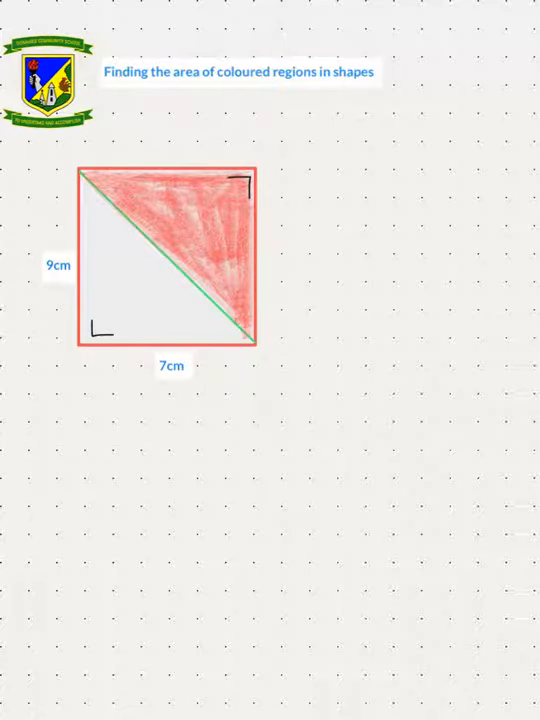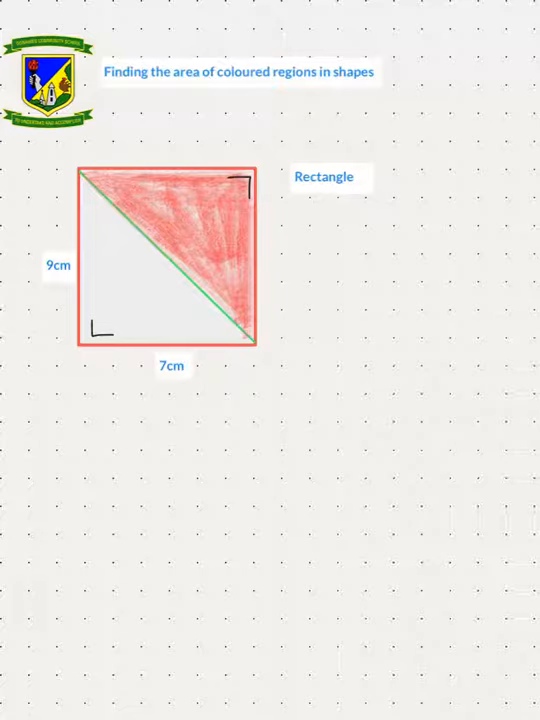So in order to do that, I first of all need to recognize that I'm looking at two shapes. My first shape, which is the larger shape, is a rectangle. I keep calling it a square. It's a rectangle. So if I were to calculate the area of the entire rectangle, that's what I'll do first.